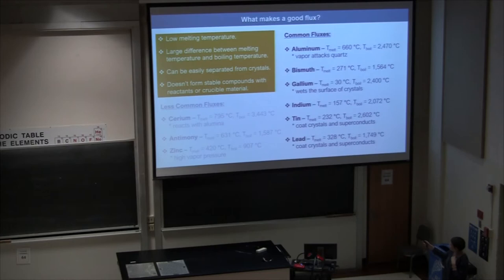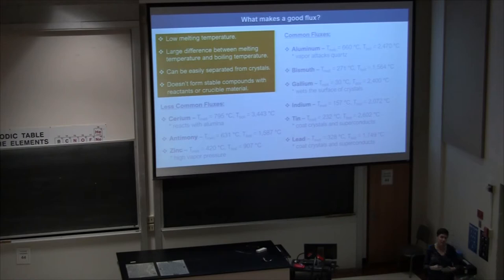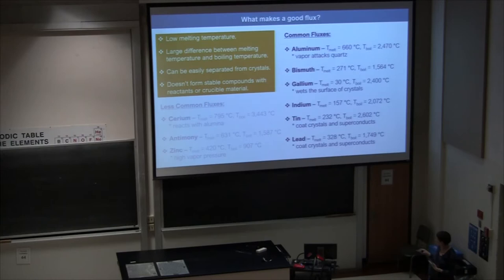you want to make sure that whatever your flux is, that it's not going to have a chemical reaction with the container, or that the vapor isn't going to attack the quartz. And you also want to make sure that it's not going to form any unwanted binary side products. So this list on the right-hand side is basically the core group of fluxes. These are sort of the standards, the hits. They all have little caveats.